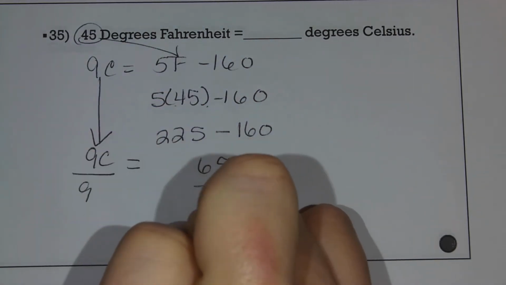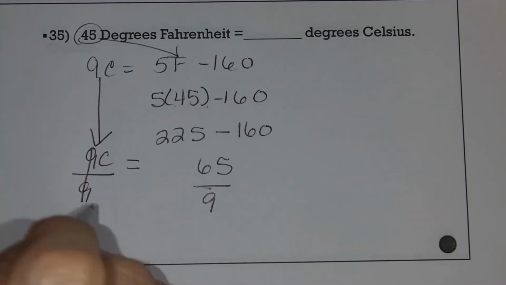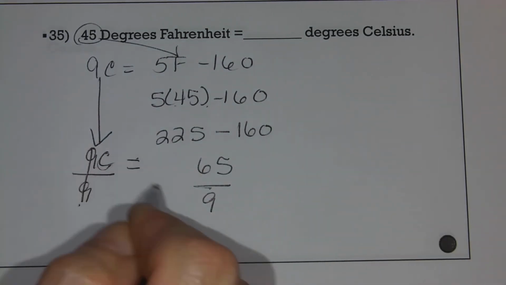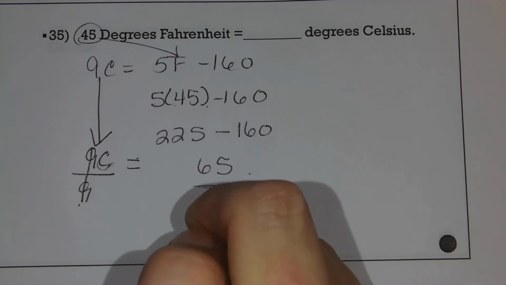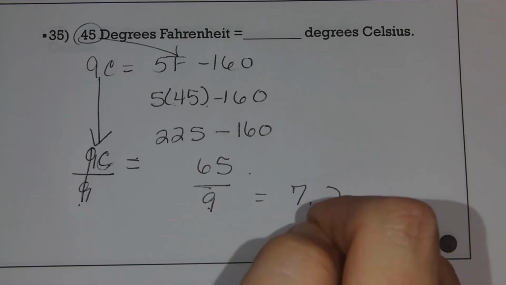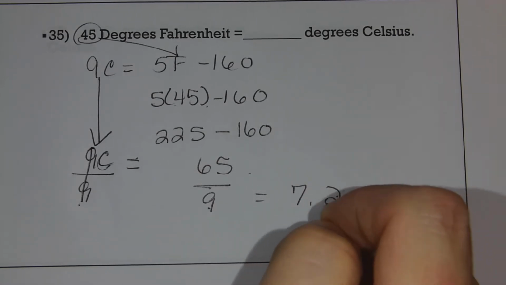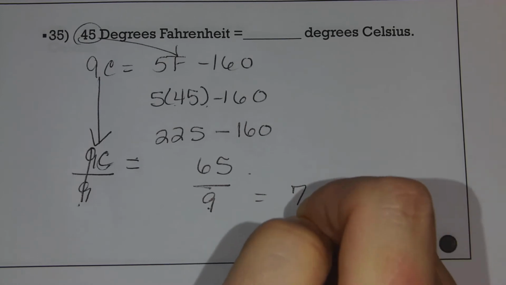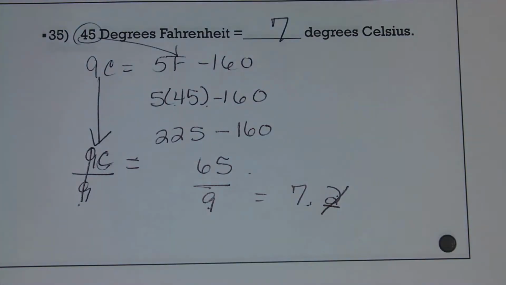Divide each side by 9. Cancels these two out, and it leaves Celsius equals 65 divided by 9, and it is 7.2. So this is lower than 5, so you will just drop it and round down. So that is 7 degrees Celsius.